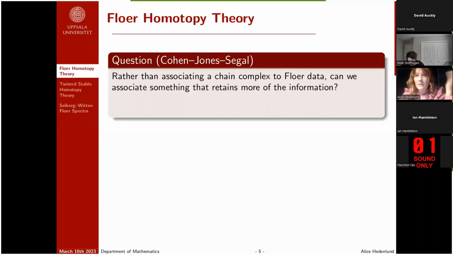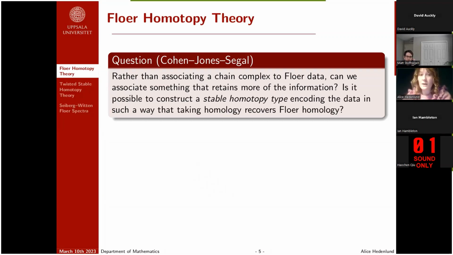So what is now Floer homotopy theory? I guess officially you can trace the ideas of Floer homotopy theory back to the 90s and Cohen-Jones-Segal. They asked the question: if I have Floer data, rather than associating a chain complex to that data, what if I associated something that retains more of the information? What if I constructed some sort of simplicial type object, encoding the data in such a way that taking homology recovers Floer homology?